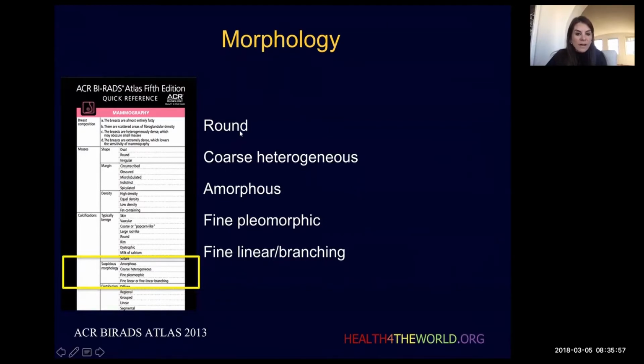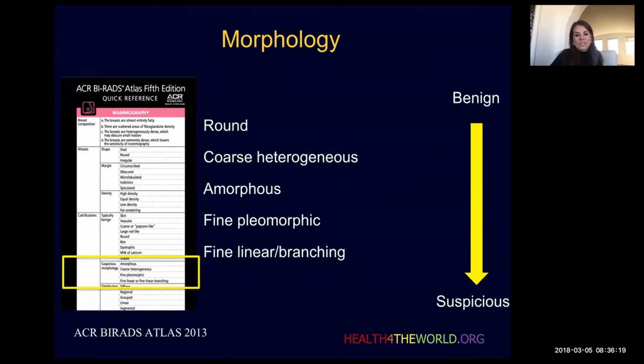I've included round because we're going to talk a little bit about when round calcifications, even though they tend to be benign, may need biopsy. And we're going to talk about coarse heterogeneous calcifications, amorphous calcifications, fine pleomorphic calcifications, and fine linear branching calcifications. And these are in order from most benign to most suspicious.